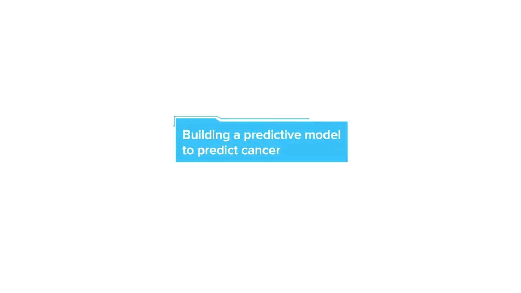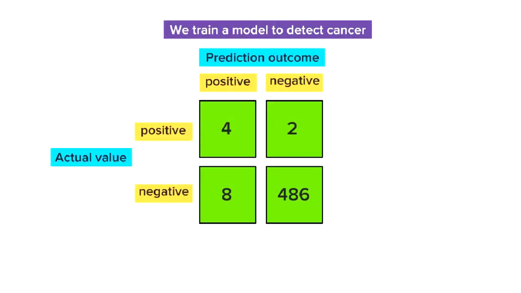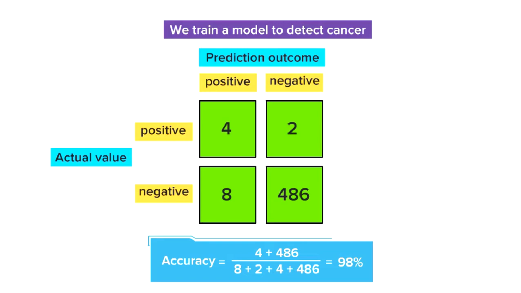Now, our job is to build a predictive model that can predict whether a patient has cancer or not. This model would take inputs such as age, gender, previous history, tumor size, tumor color, among other things. Let's assume we have built the model and have a confusion matrix ready as shown on the screen. Take a moment to parse through this. What's your first reaction? There are some big values and some small values in the confusion matrix. The first intuition would be to calculate the accuracy of our model. Just plug in the values into this framework we defined earlier. The accuracy comes out to be 98%.